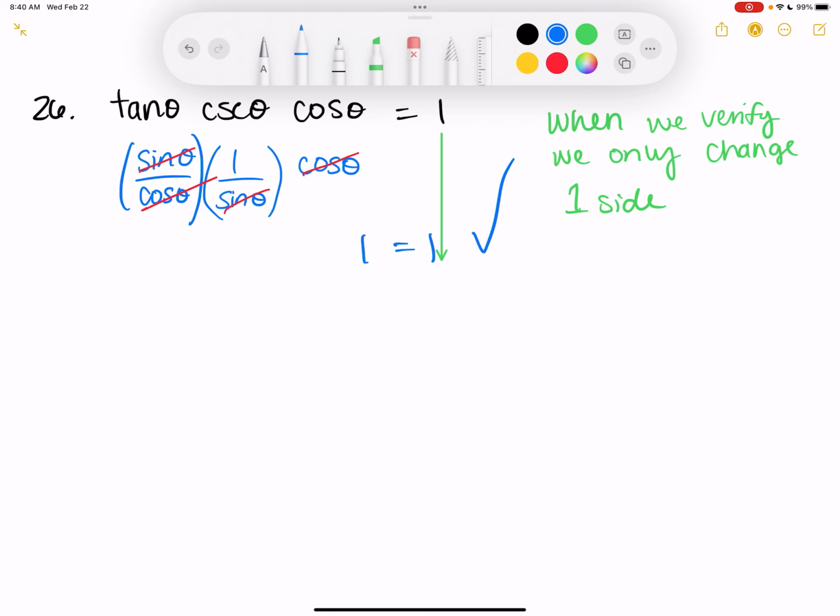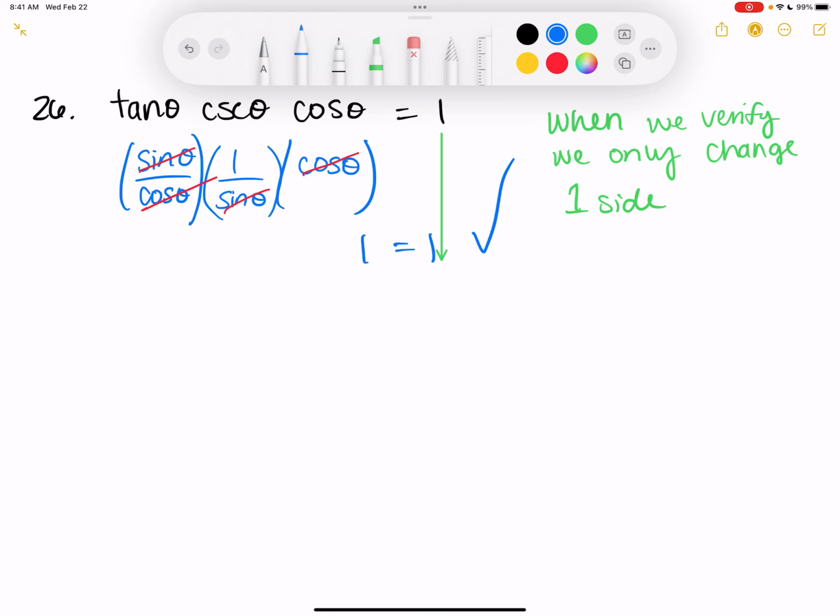So even though the cosine's not beside the one with... Yeah, because it's all being multiplied. Okay. So as long as it's all being multiplied, it can cancel. Oh. And I could technically do this if I wanted to make it more clear.